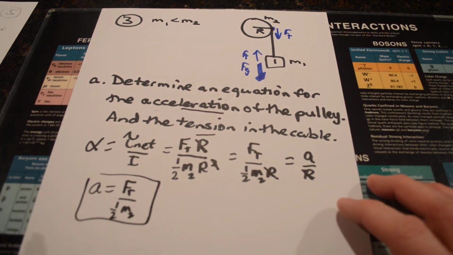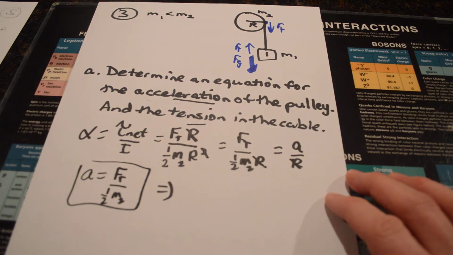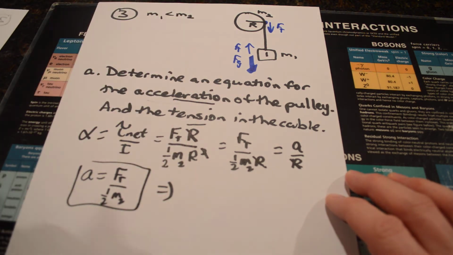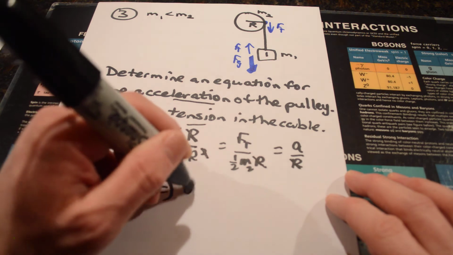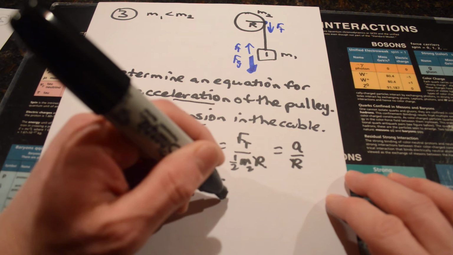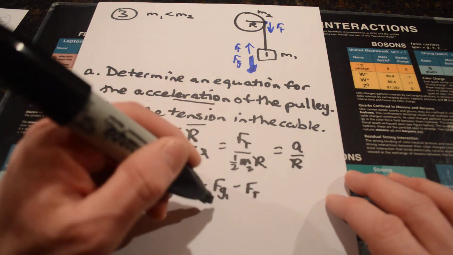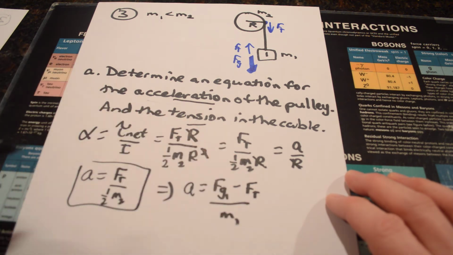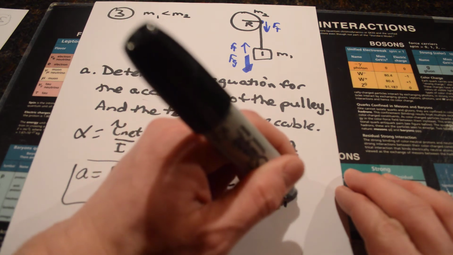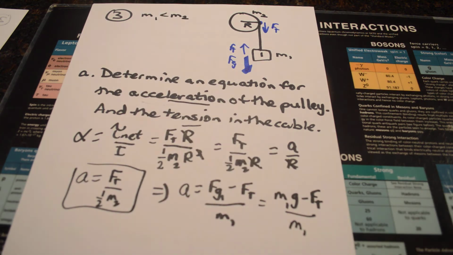Okay. The second thing would be if we took the other free body diagram and tried to make some sense of that equation, and that would be a equals F net over M, but that's going to be the force due to gravity on the object that's hanging minus the tension force, all over the mass of that object. So if you did that, that's like M1 times g minus Ft all over M1.